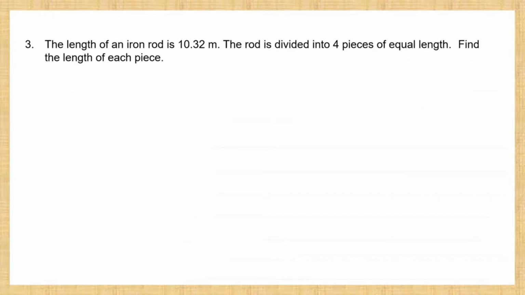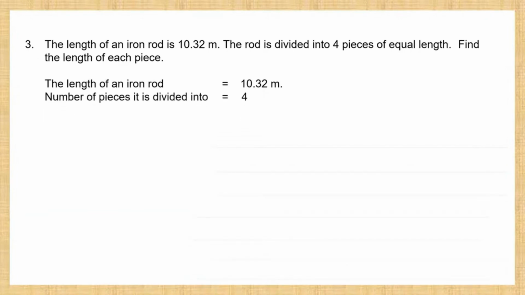Question 3. The length of an iron rod is 10.32 meters. This rod is divided into 4 pieces of equal length. So we have to find the length of each piece. So let's start our statements and see what we have to do here. The length of an iron rod is given to us. So let's write that as a statement, 10.32 meters. Number of pieces it is divided into is 4. Now we have to find the length of each piece.